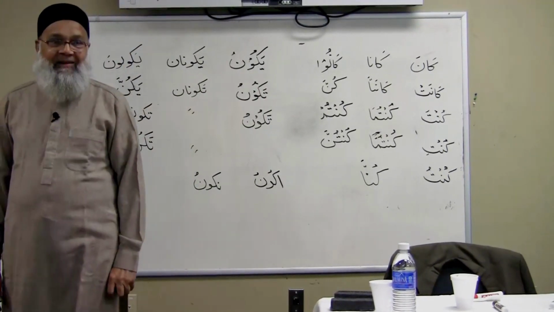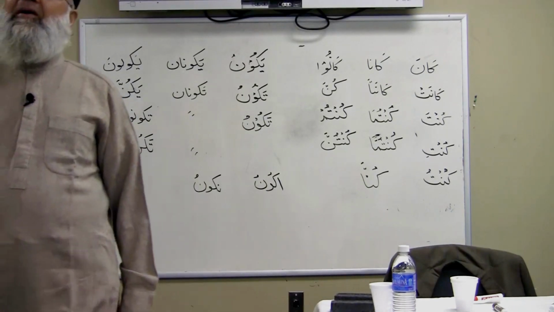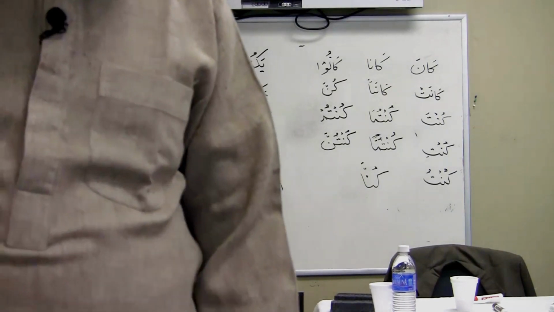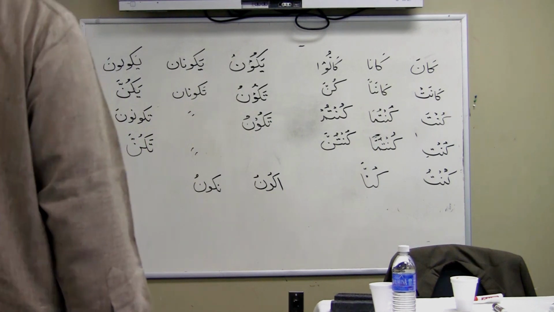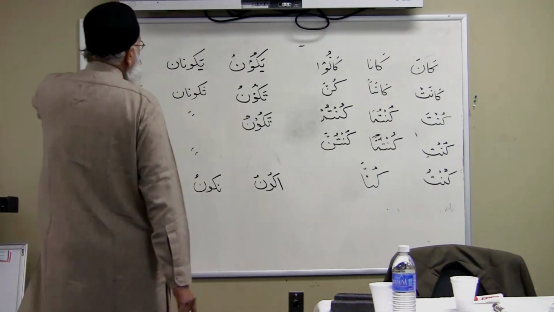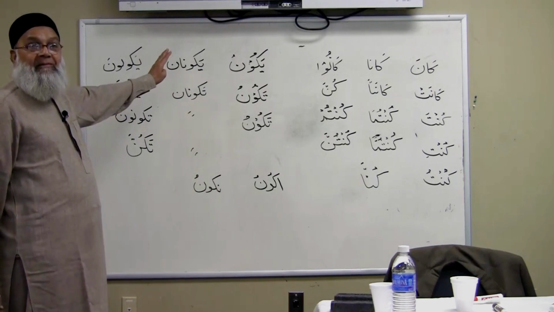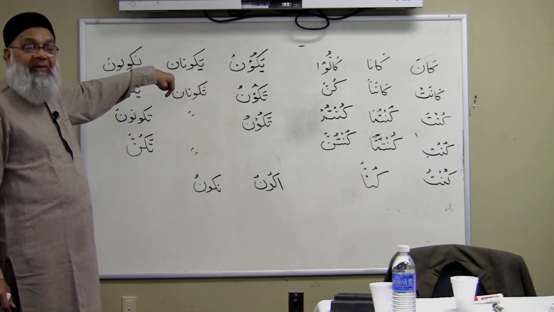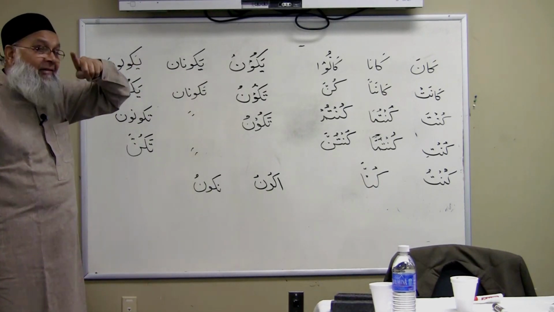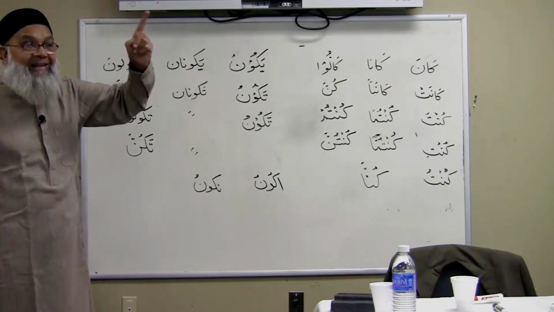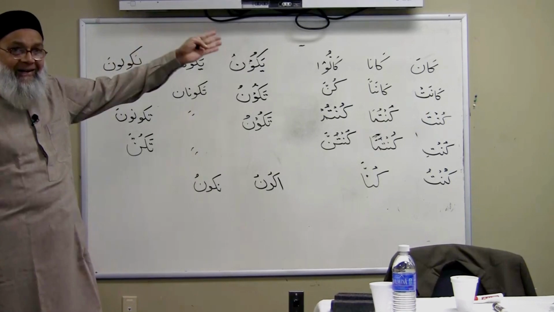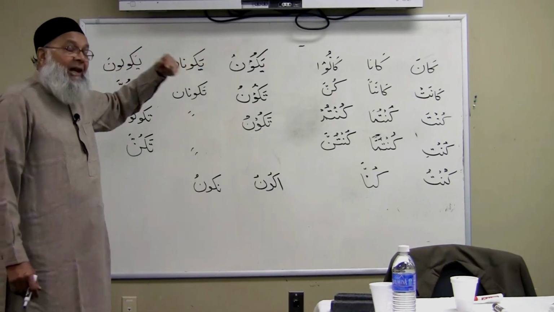Which ayah? ولا يكون لنا عيدا لأولنا. Yes, yakuna lana. This is yakuna, the lighter form, having the meaning of kai. Kai is not there, but it is the light form.